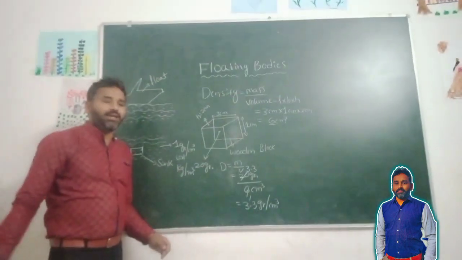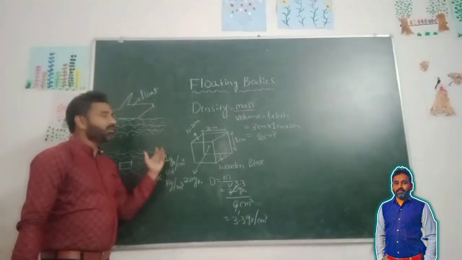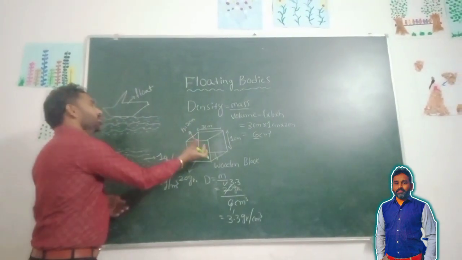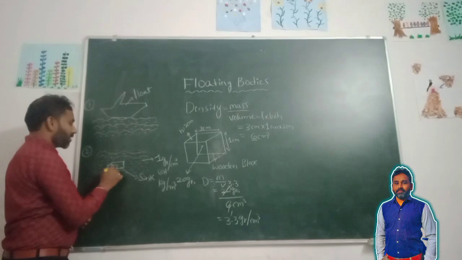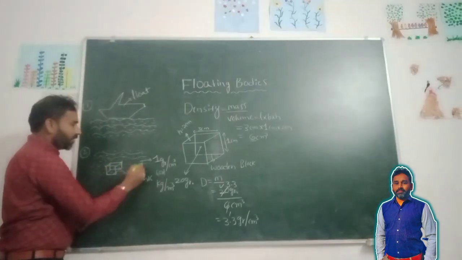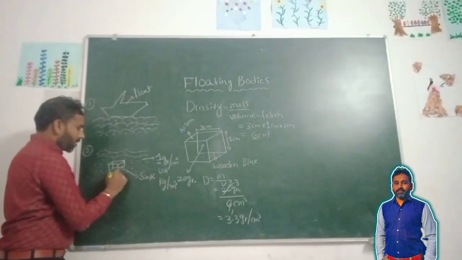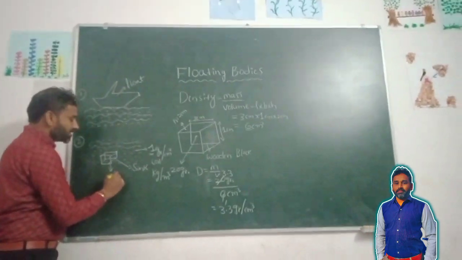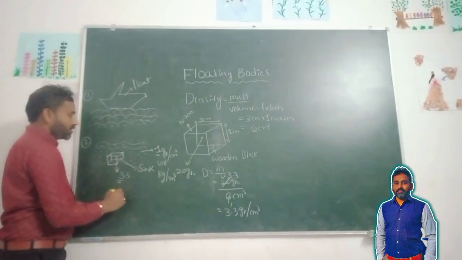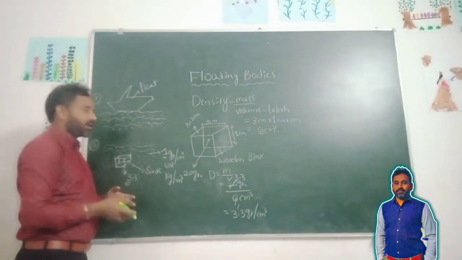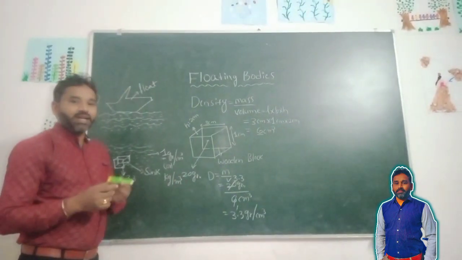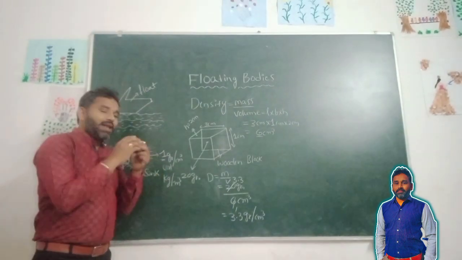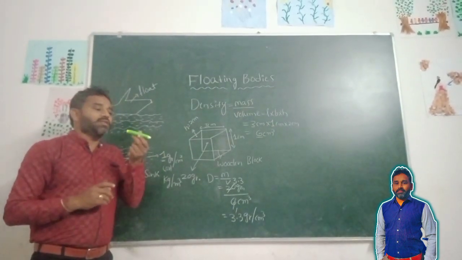Now my question is, does the wooden block sink in the water or float on the water? Just I am throwing it into the water. The wooden block sinks in the water. Reason: water density is 1, but the wooden block density is 3.3. So the wooden block density is more compared to the water density. Any object with less density than water floats on the water.